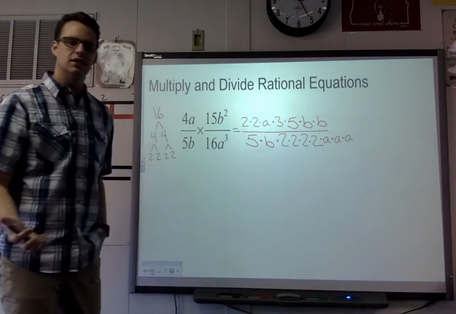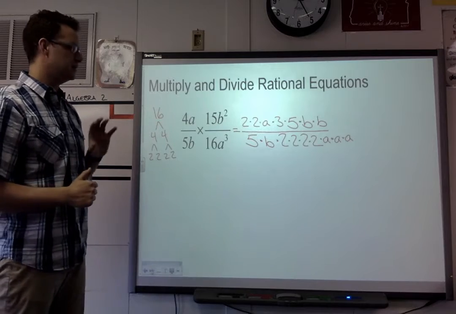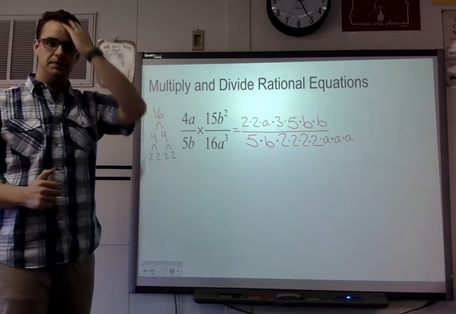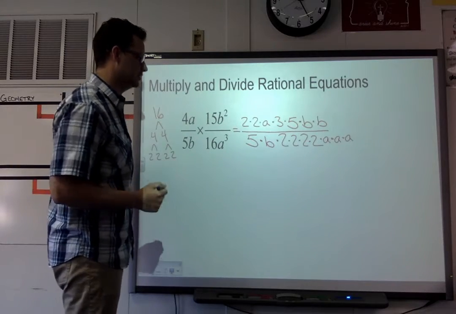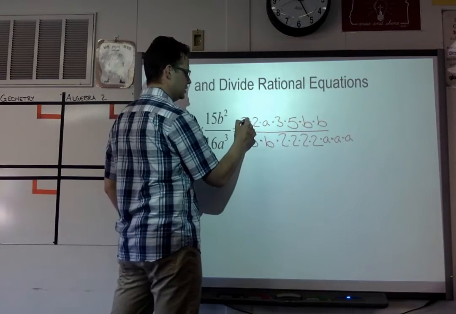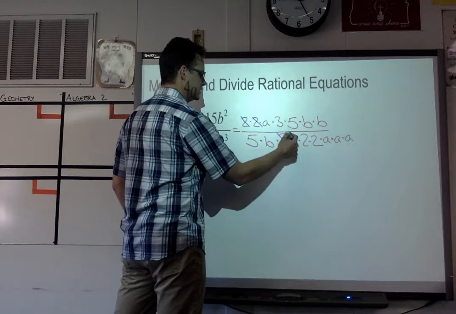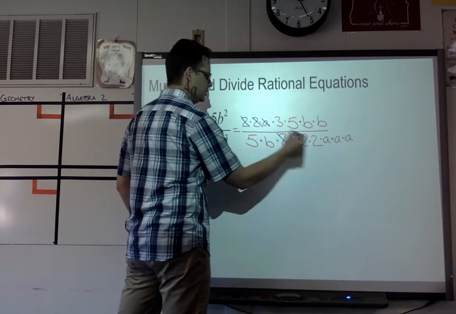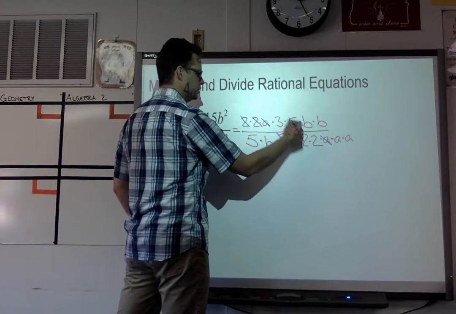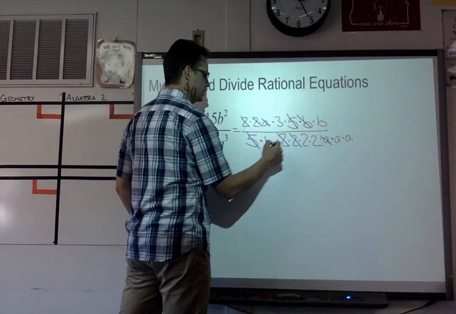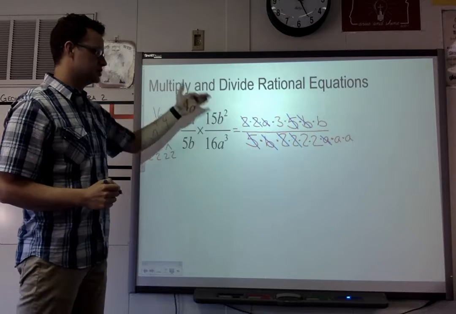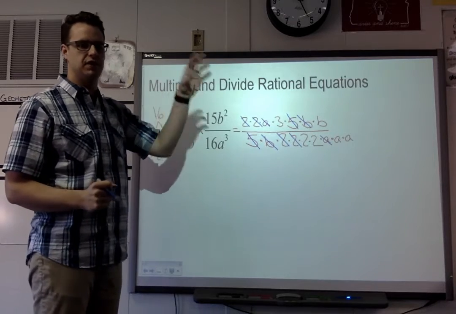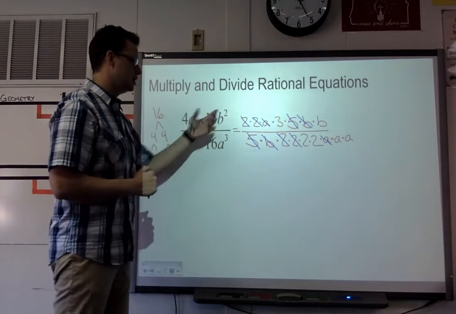Now again, this is the long way. If you want to do it this way, that's great. Some people, this way might make more sense. Now we need to go through and cancel anything out that we can. So we've got 2 sets of 2's that we can cancel. We have 1 a, we have a 5, and we have a b. So again, when we're doing that, we're just finding anything that shows up in the numerator and the denominator and canceling them out.